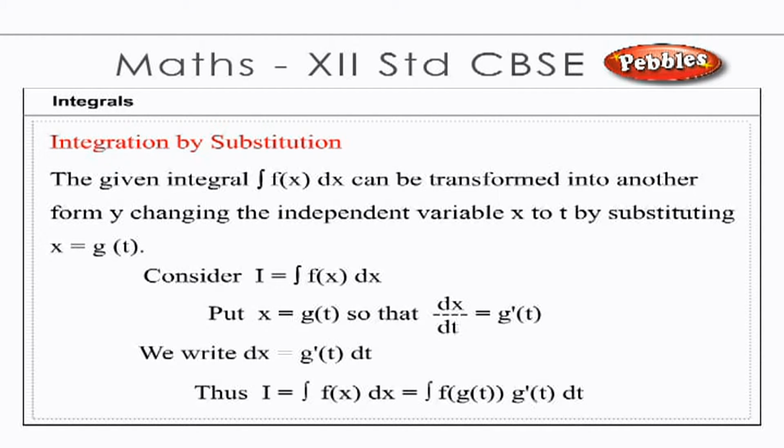The given integral of f(x) dx can be transformed into another form by changing the independent variable x to t, by substituting x equal to g(t). Consider I equal to the integral of f(x) dx. Put x equal to g(t), so that dx/dt is equal to g'(t). We write dx equal to g'(t) dt.